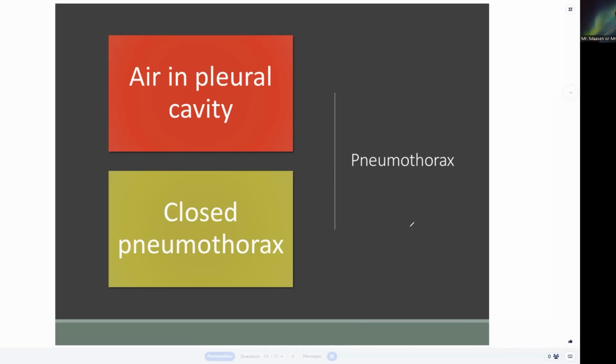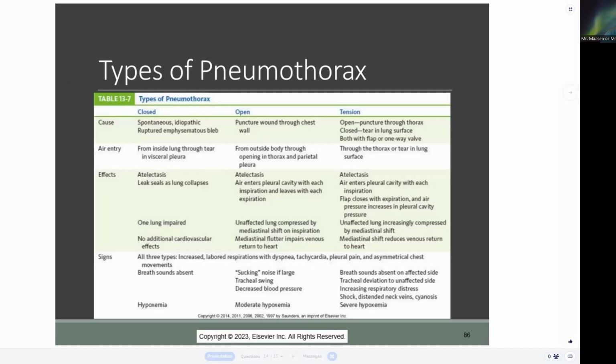So pneumothorax. What's a pneumothorax? Pneumothorax is just the word we use to basically say collapsed lung officially, right? So if you want to say collapsed lung in medical terms, you call it a pneumothorax. Typically this happens when air gets into the pleural cavity, that cavity in between the two layers. That's going to be a pneumothorax. There are different types: closed, open, and tension.